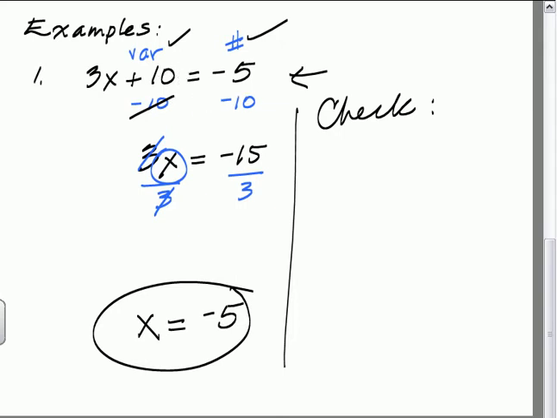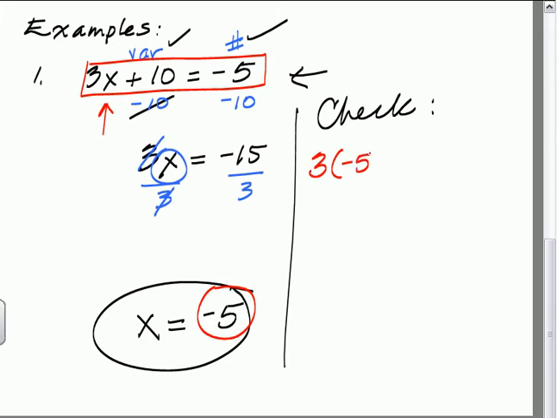Here's the original equation. Put it in red so we can see where it is. Then that means when we put negative 5 into x in our original equation, we should get a true statement. But we don't know that yet, so I'm going to put a question mark over the equal sign. And then we're going to do a little bit of math.